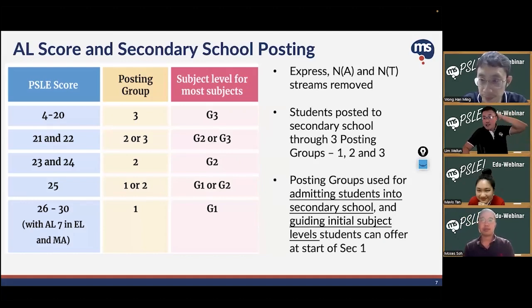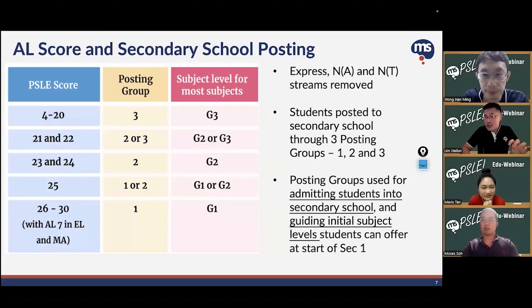Okay, so if my AL score was 22 according to the table, the posting group is 2 or 3. Can I choose 3 or I don't get to choose? So that's a very good question. You can see here, right? So I didn't touch on that in too much detail because, again, there are other webinars where we do this more in depth. But you can see what happens here is why is there this 2 or 3?